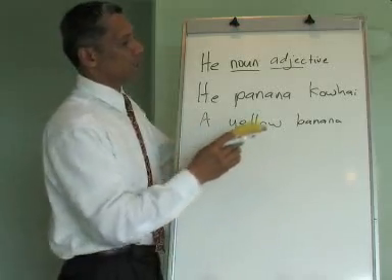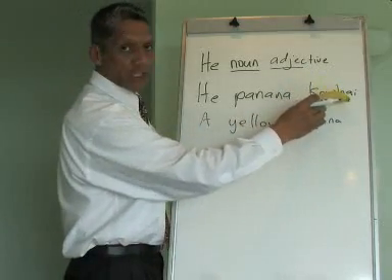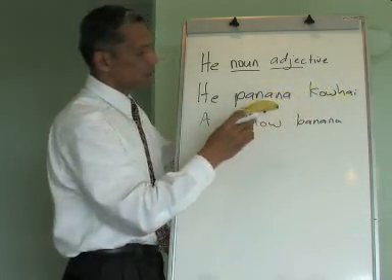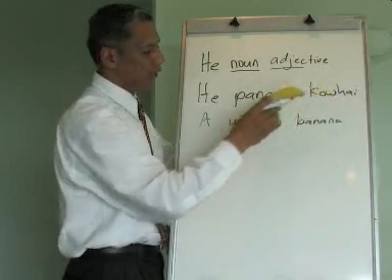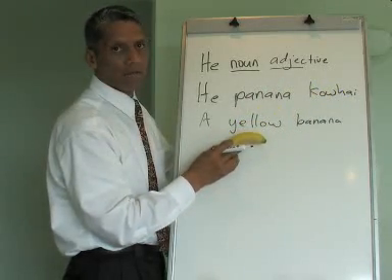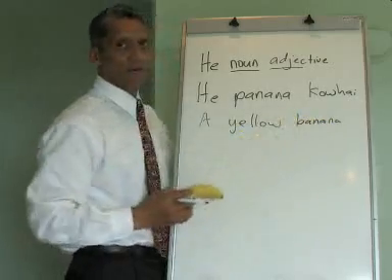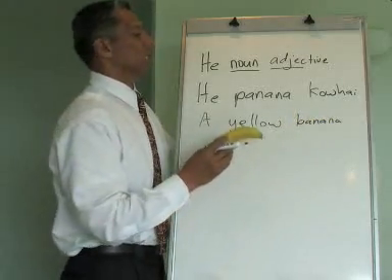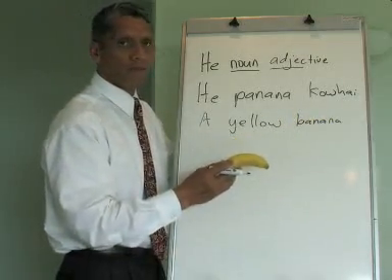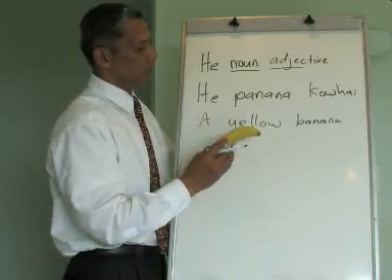Notice in Māori we have the adjective at the end of the sentence, after the noun, whereas in English we have the adjective in front of the noun. So, he panana kōwhai, a yellow banana.